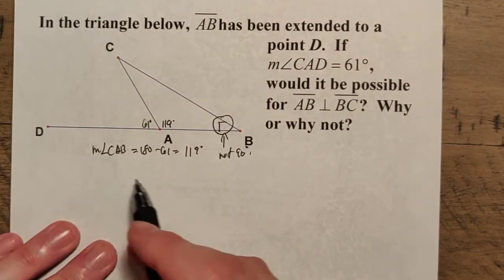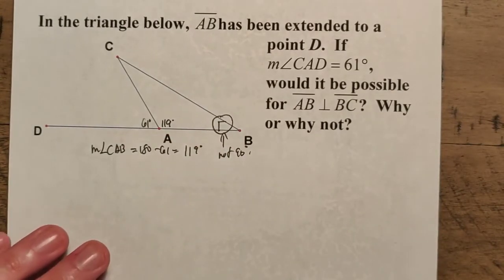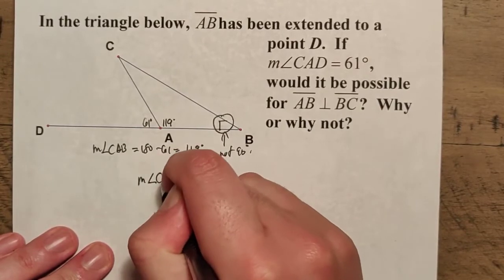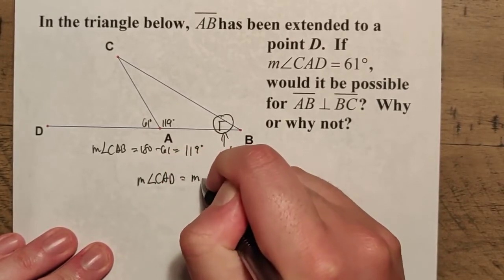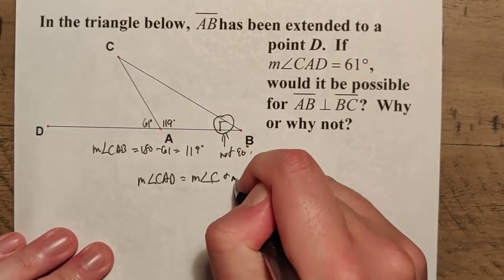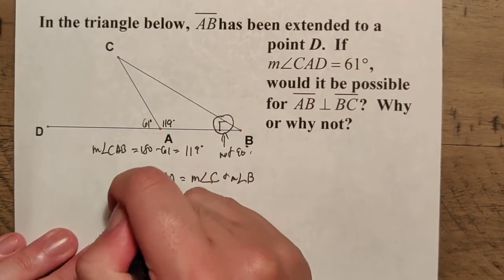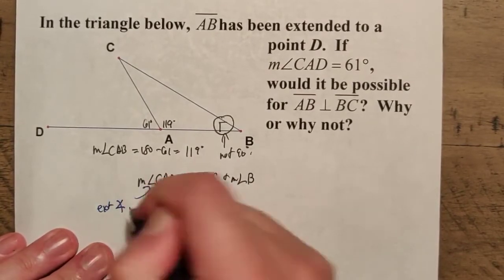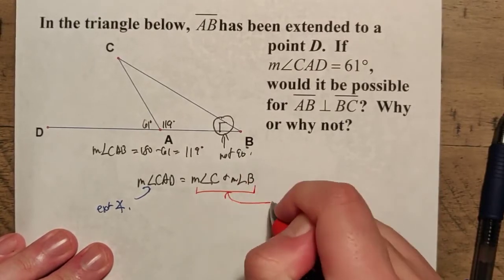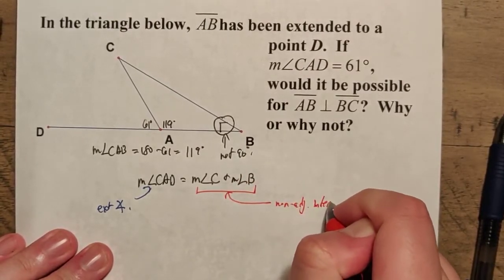Note that angle CAD here, this angle on the outside, is an exterior angle of the triangle. And one of our theorems is that the measure of an exterior angle is equal to the sum of the two non-adjacent interior angles. So in this case, it's angle C plus the measure of angle B here. So we have here, this is our exterior angle, and these are the non-adjacent interior angles.